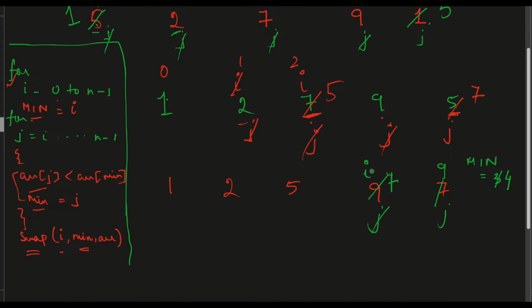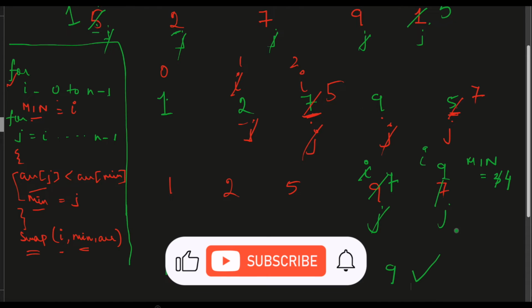So now again I moves forward. So I will be over here. Here again, this is the last element and it is 9, it is at its correct position also. So now finally the array is sorted. We have 1, 2, 5, 7 and 9. So now let's see the code implementation for this.